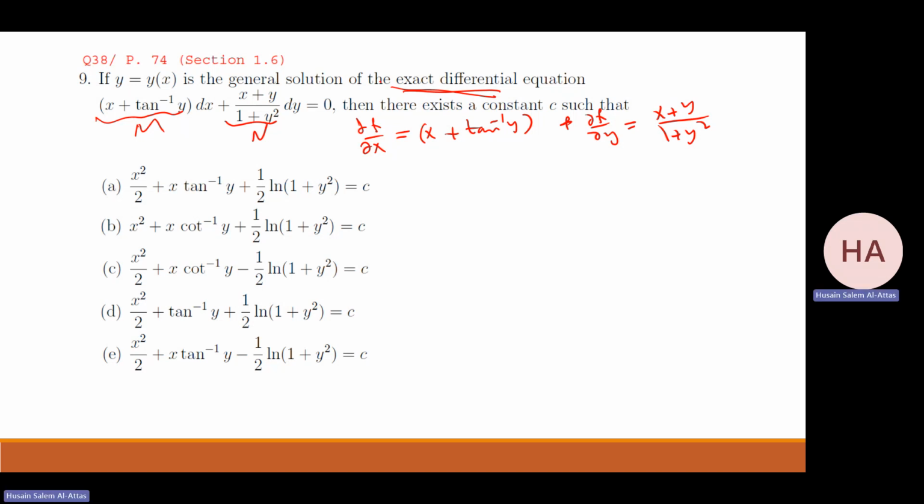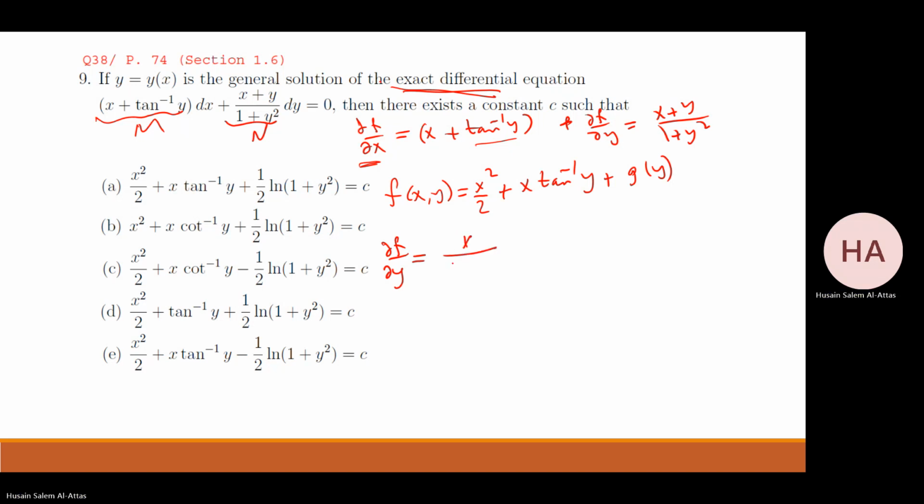I'll start with which one? I think I will start with this one, since it's easy to do. This is a function of y, so it will be easy to integrate. This would be x squared over 2 plus x tan inverse of y plus a function of y. What will be partial f with partial y now? That will be 0. This will be x over 1 plus y squared plus g prime of y, and that is x over 1 plus y squared plus y over 1 plus y squared.